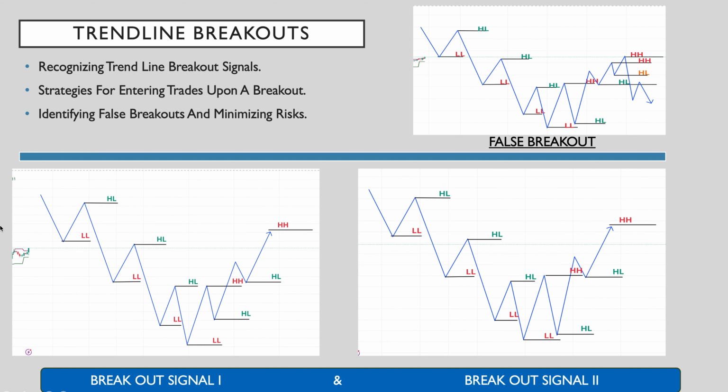So trend line breakouts and recognizing trend line breakouts are quite simple. We have here a breakout signal 1, and we have here a breakout signal 2, and here we have a false breakout. If you were very attentive to my trend line descriptions, you can see that for a downward trend, we have consecutive lower highs and lower lows. And for an upward trend, we have higher lows and higher highs.